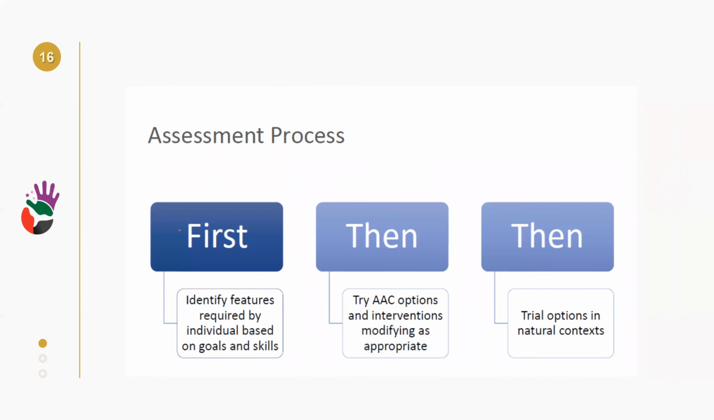So the assessment process: first, identify features required by the individual based on goals and skills. Second, try the AAC options and intervention, modifying as appropriate. And third, trial the option in natural context.